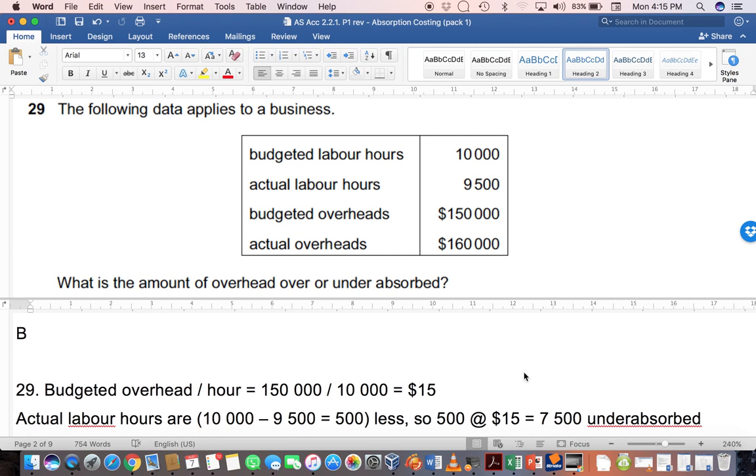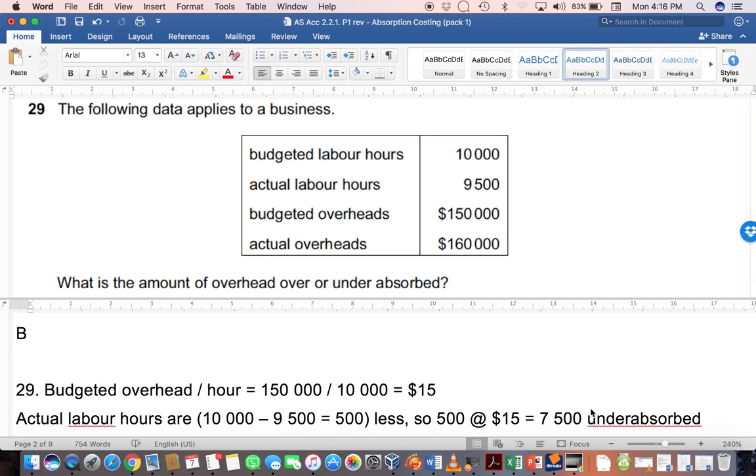If the actual labor hours are going to be different, that means that the overheads are not actually going to be apportioned correctly. For a moment, let's just forget that the actual overheads differed from the budgeted overheads. Even if the actual overheads were the budgeted 150,000, if you are only allocating 9,500 hours at $15 instead of 10,000 at those $15, that means that a smaller amount of overheads, in other words, 15 times 9,500 would be the overheads that actually are going to be absorbed.